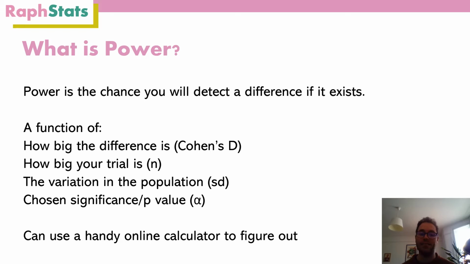Cohen's d is a way of measuring how big a difference is that you don't need to get too involved in.